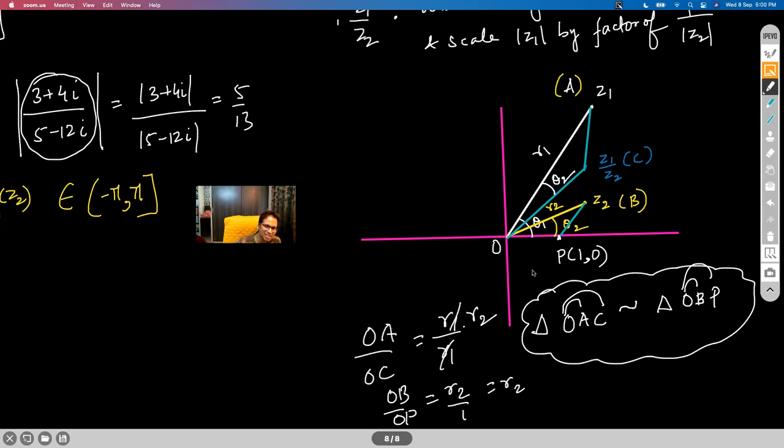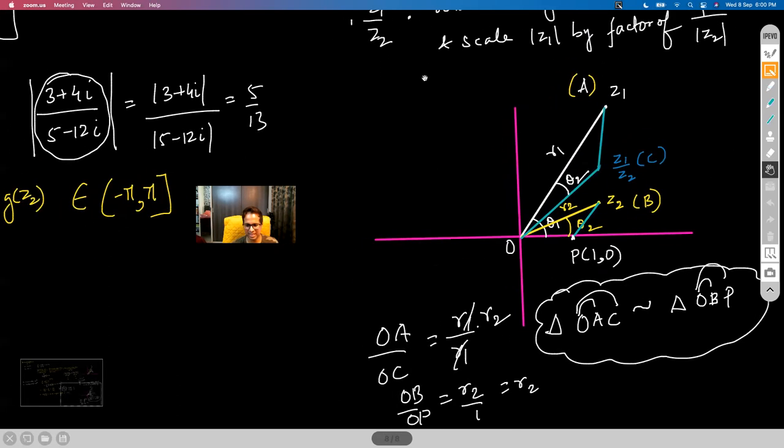So think of it the other way around. Had I asked you to make a triangle which is similar to OAC, and having one of the sides as OB, then you would definitely choose the other side as OP and make a triangle like the triangle OBP. So construction-wise, you have to choose the point to be like that. Then only can it work. You do a reverse activity.